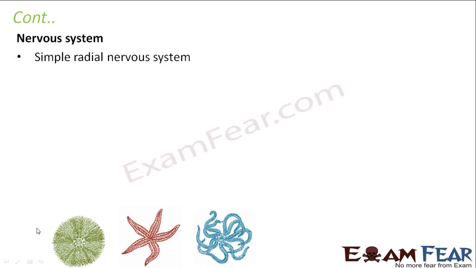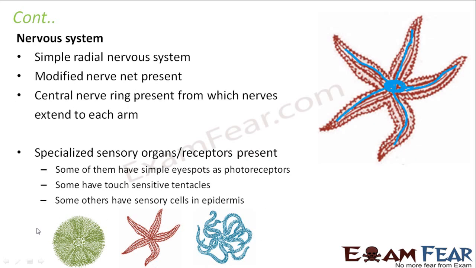The next is the nervous system. These echinoderms have a simple nervous system that is radial in nature. A modified nerve net is present. There is a central nerve ring present from which nerves extend to each arm. So this is the central nerve ring, and from it different nerves extend across each arm.